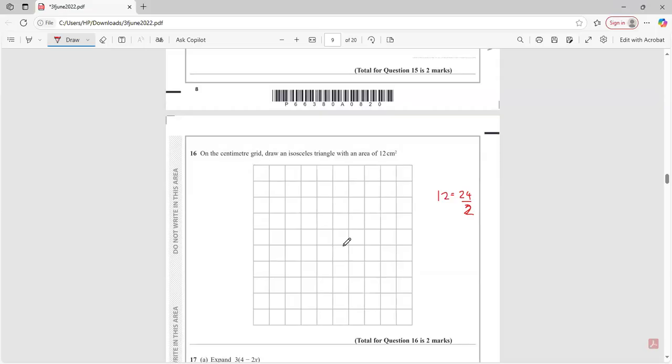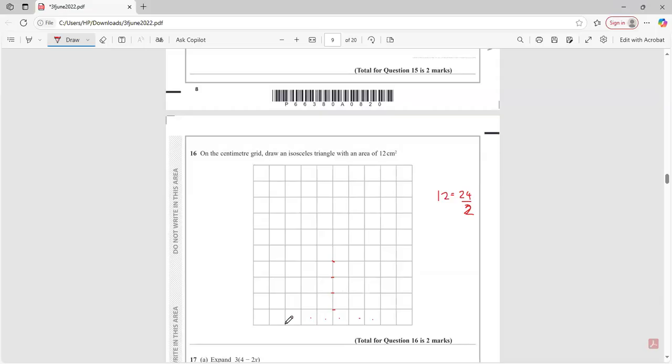So if the height is 6, so I just need 6 squares, 6 cm, and then the height is 4. So if I do this, this is 1, this is 2, this is 3, and this is 4. So the height is 4, and the base is 6. Let's count 6. 1, 2, 3. So if I do this, I think I should be in business.